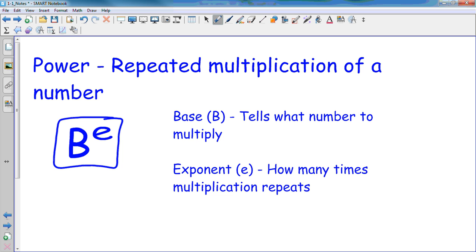B here is the base. It tells what number to multiply. What number are you going to multiply? E is called the exponent. How many times am I going to multiply that number? How many times the multiplication repeats, or the B repeats. That's what the exponent stands for. B is my base, E is my exponent. We'll do an example here in a minute once you have these written down.